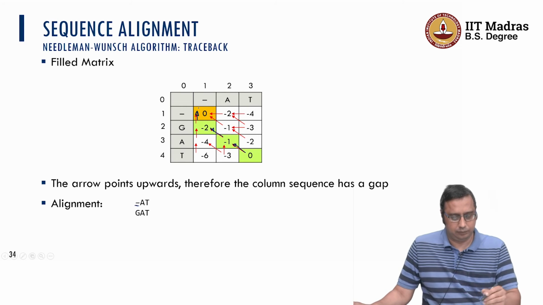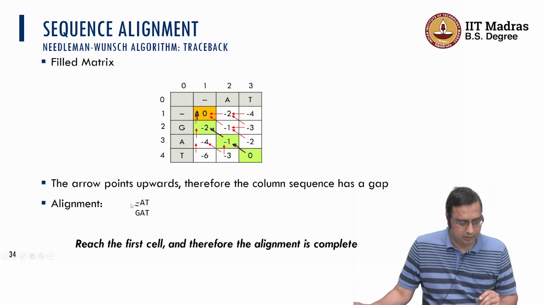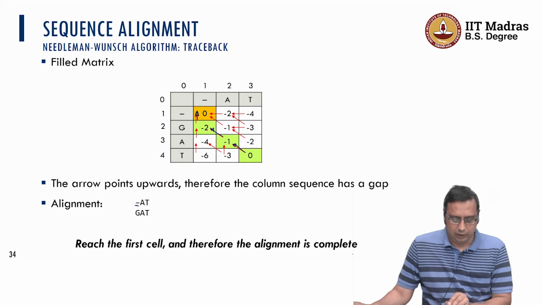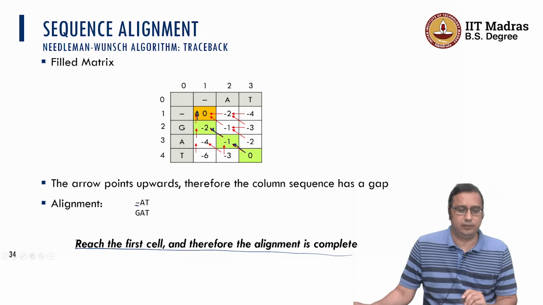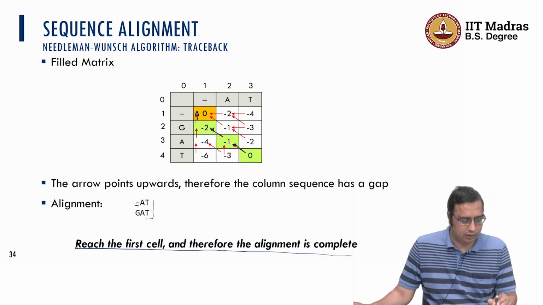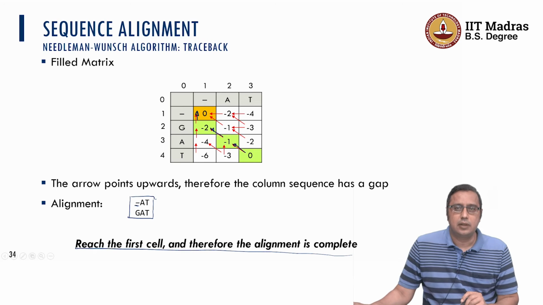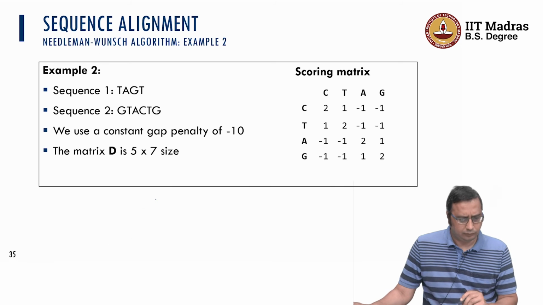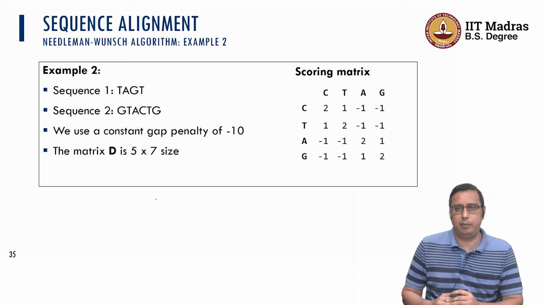Okay, and this is our alignment, and our alignment is complete when we reach the first cell, and we got our aligned sequences. Now let's take another example, a bit more complex example.